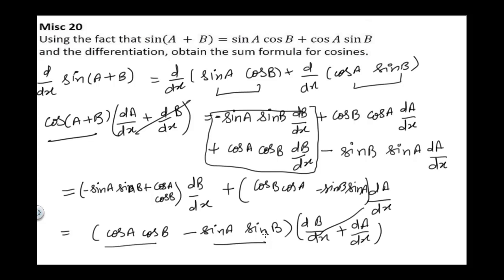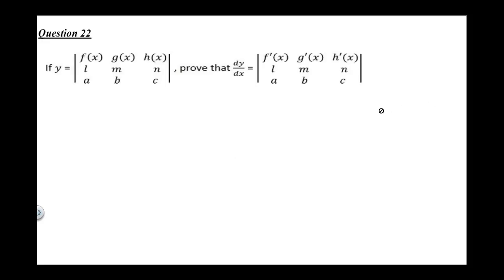Let us go to another question, which is I think the last question for today. It is question number 22. Look carefully: they have given us a determinant with f(x), g(x), h(x), then l, m, n and a, b, c. We have to prove that its derivative is obtained by keeping the other constants the same and differentiating the functions. So let us first find the derivative of it.